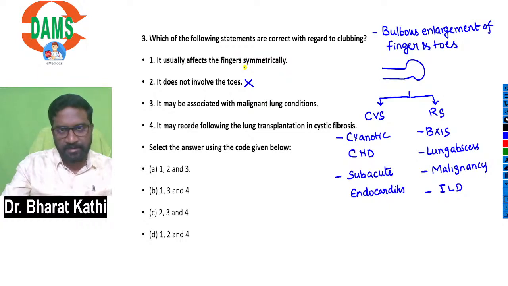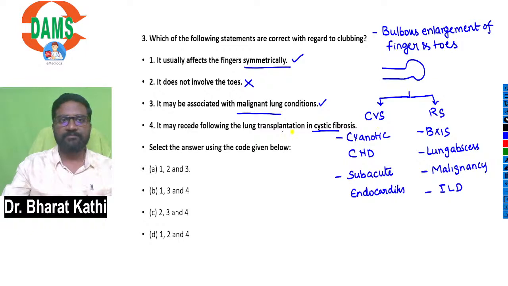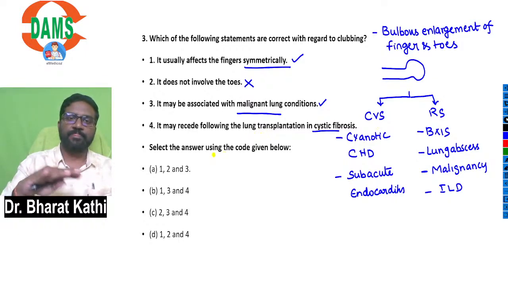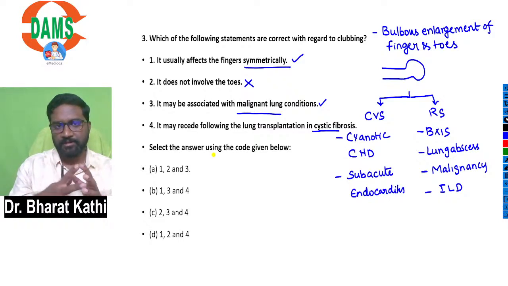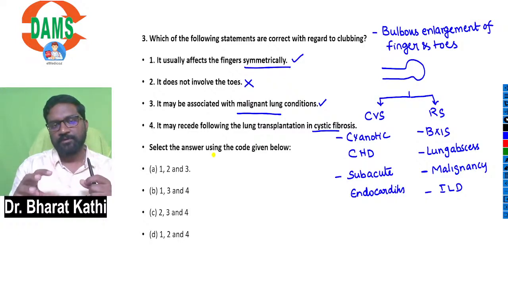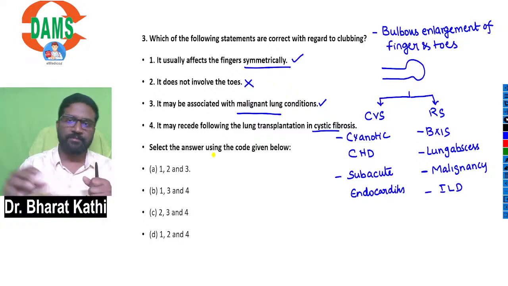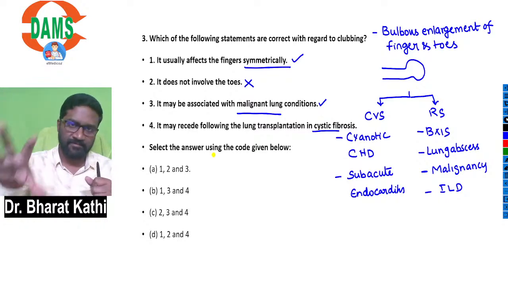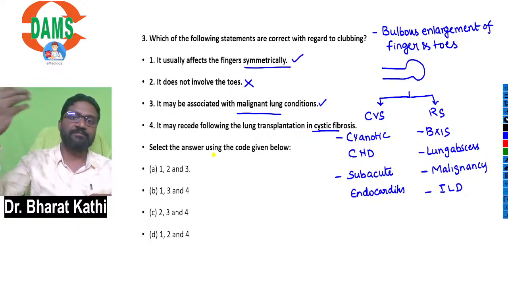And usually it can be symmetric. It can involve the fingers symmetrically. It might be associated with malignant conditions also. Then cystic fibrosis related bronchiectasis. In cystic fibrosis, the problem is bronchiectasis. After lung transplantation, your lung is again brought back to normal, so now your lung is functioning normally, and the bronchiectasis related inflammation has subsided. Sometimes clubbing can recede.